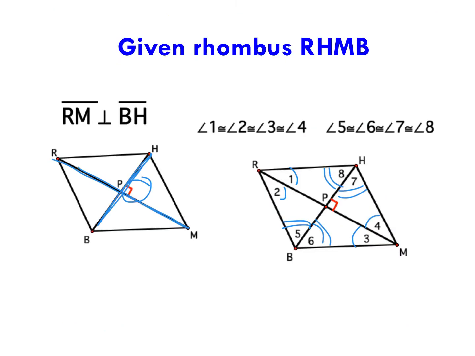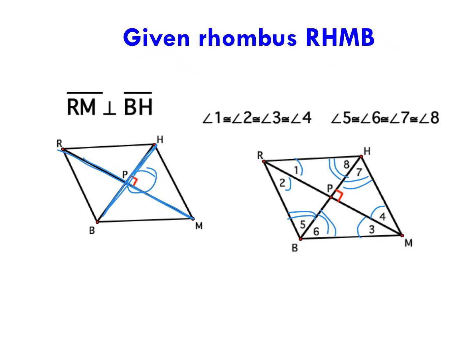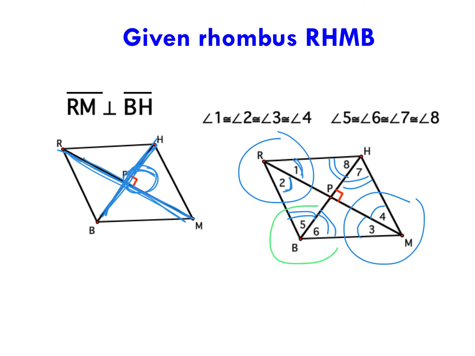So on this slide, we're just going to go ahead and reiterate those two properties. Given that you have a rhombus, the diagonal here, RM, is going to be perpendicular to BH. So this is always going to have right angles. And then angle 1 is congruent to 2, congruent to 3, congruent to 4. Those get bisected, but they were equal to each other, so therefore they have to all four be equal. And then angle B is congruent to angle H. Those were originally going to be congruent to each other because it's a parallelogram, but now when we draw on that diagonal, we've made all four of those angles congruent.